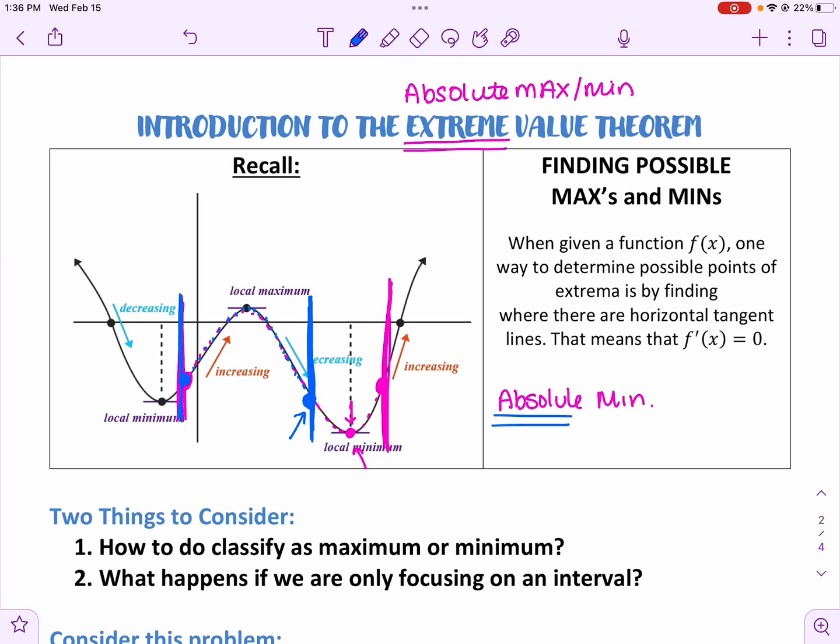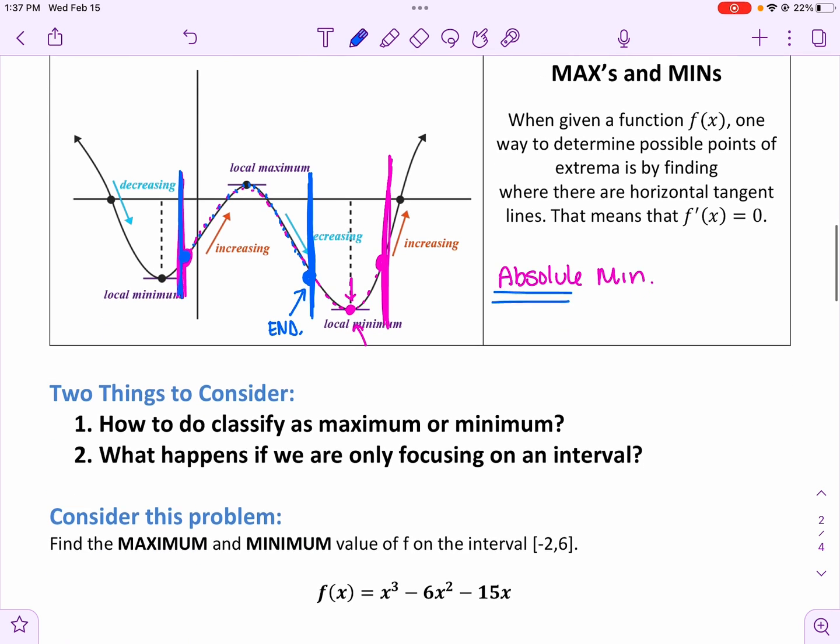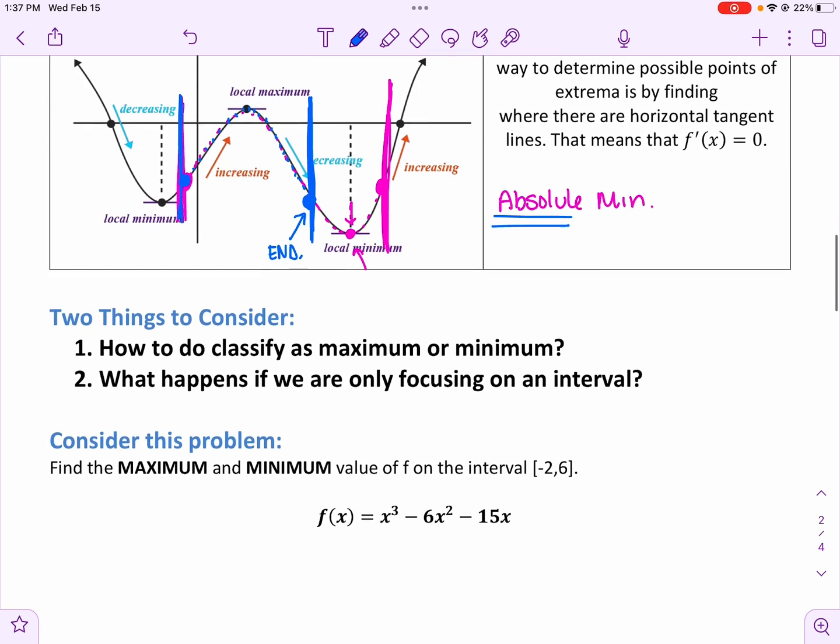Because sometimes you might not get a minimum in the interval, but you'll have an absolute minimum at the end point of your interval. So the extreme value theorem, what it basically says is if we have a continuous function, if our function has values everywhere, it has to have an absolute max and it has to have an absolute min.